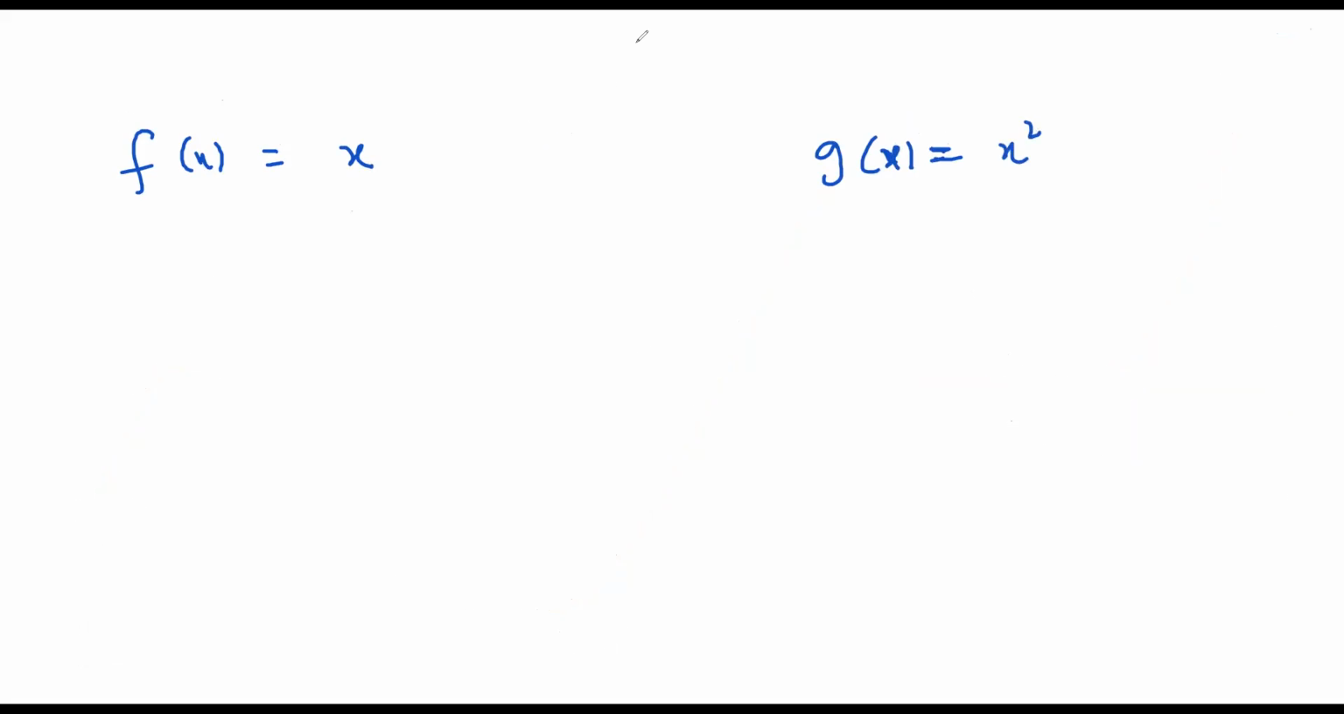Now, both of them have the same domain. That is, x is all real values. Okay. So, without the graph, without the working, you can easily say yes, the range over here is going to be all real numbers. Okay? Why can you say that?